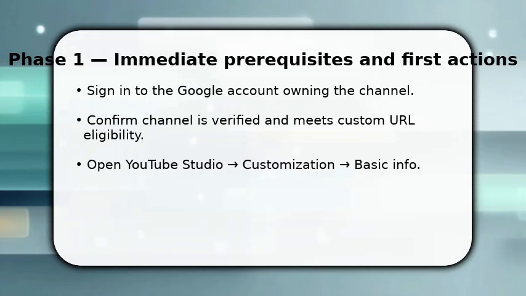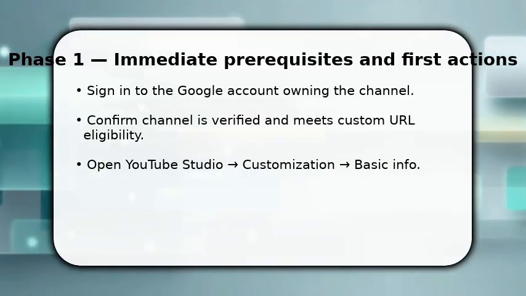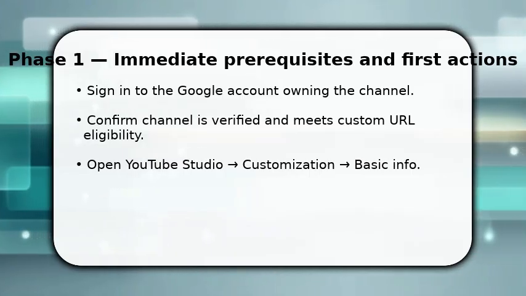Now open YouTube Studio, then go to Customization and click Basic Info. You will see the channel name, description, and any URL options. This is the first actionable place to change the address.